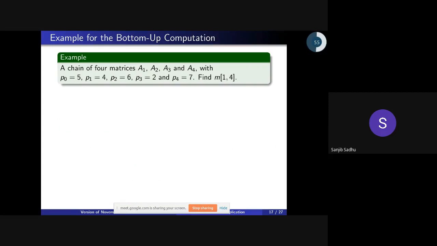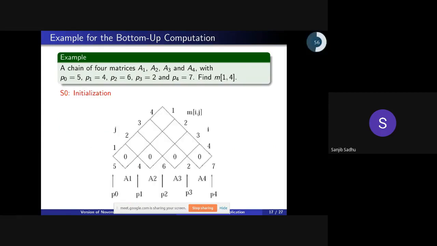So take an example. I know it has order p0, this is order p0 by p1, this is p1 by p2, and this is, sorry, p2 by p3, and this is p3 by p4. So p0, p1, this is the order. Find M14, the minimum number. So initialize what? You see p0.